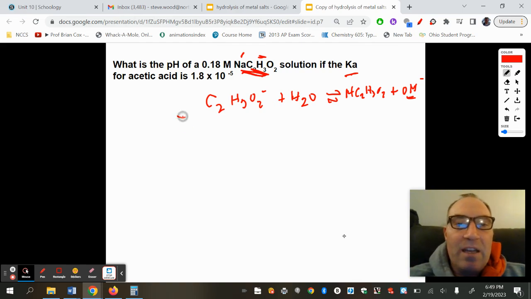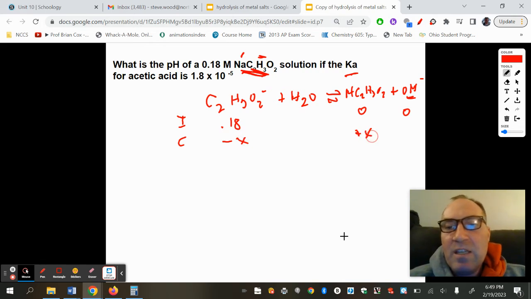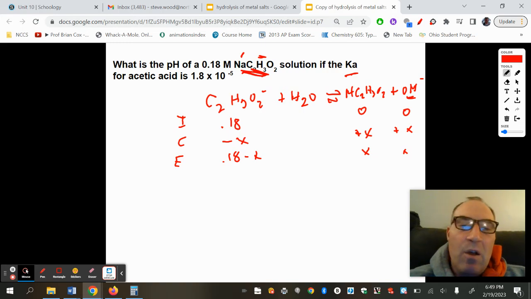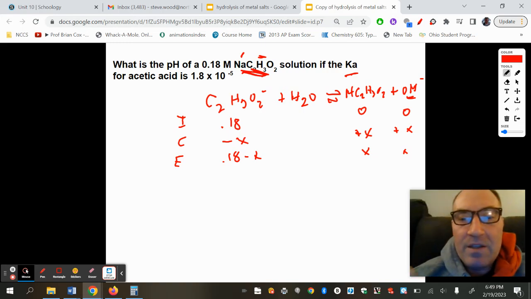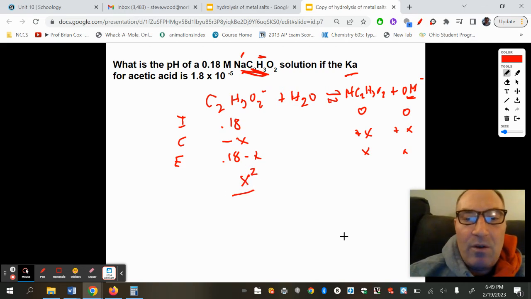So we're going to do I, and it's 0.18, and then 0, 0. And then C stands for change. So this is going to be minus x, this will be plus x, this will be plus x. And at equilibrium, this will be 0.18 minus x, and this will be x and x. So here's what we know: at equilibrium, it's going to be x squared over 0.18 minus x is equal to, well, hold on here.